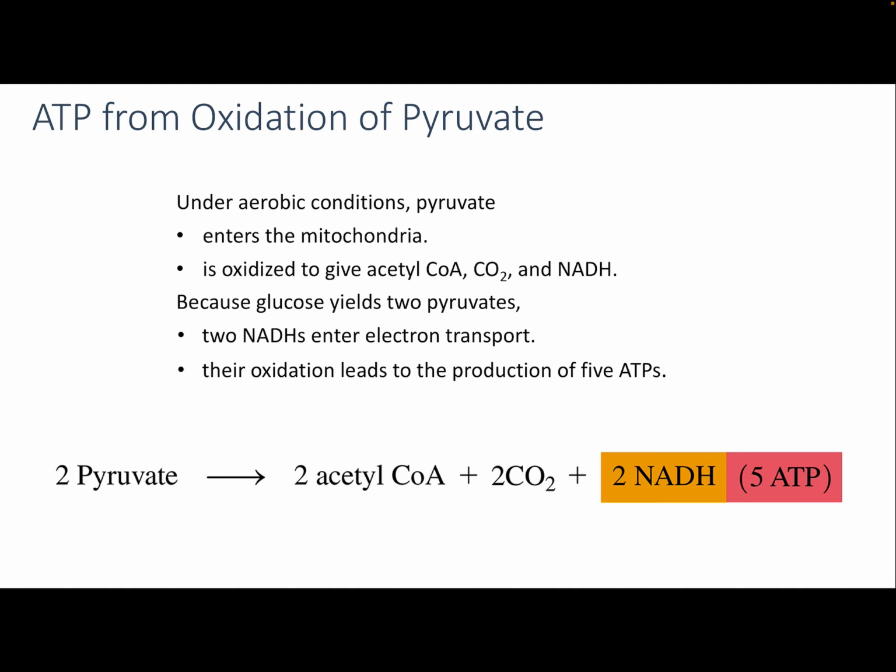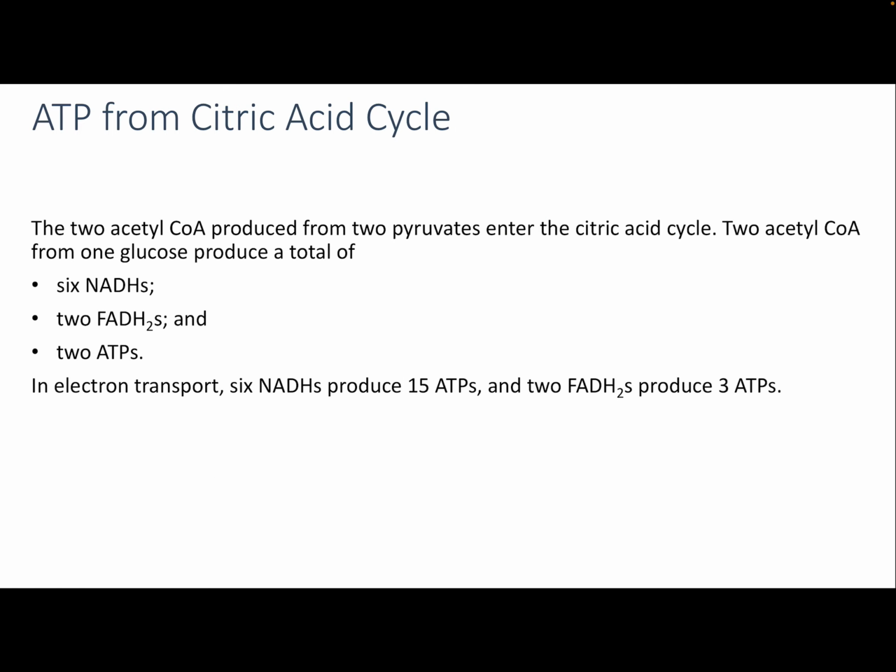So in aerobic conditions, pyruvate we know can enter the mitochondria into the citric acid cycle. It gets oxidized into acetyl-CoA, carbon dioxide, and an NADH. So because there were 2 pyruvates, we have 2 NADHs, and those are going to account for 2.5 ATPs apiece. So 5 ATPs from the oxidation of pyruvate.